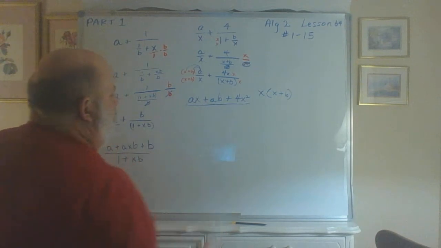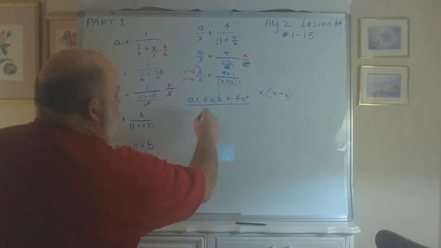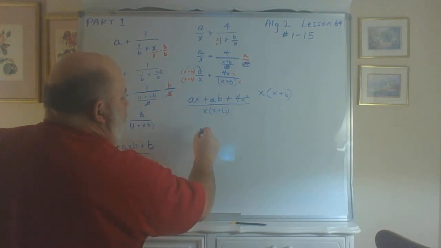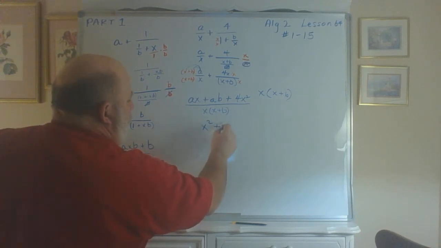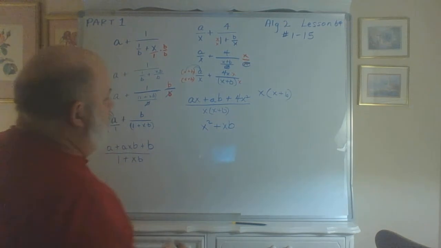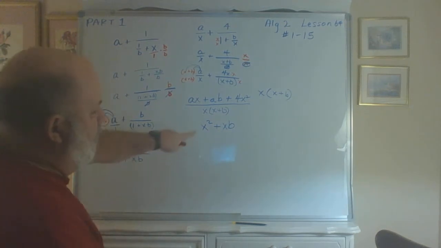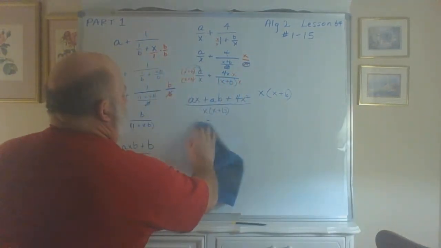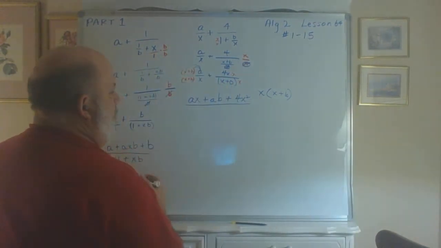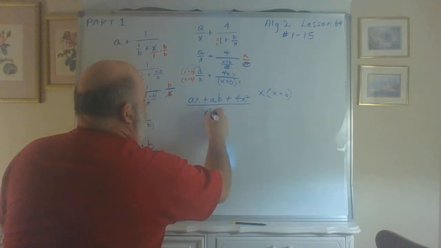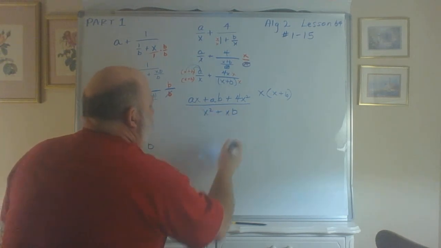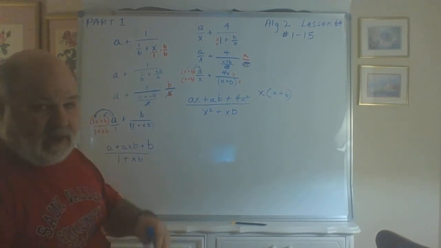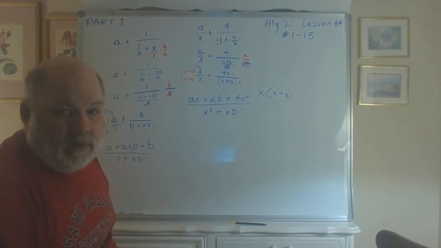Over my common denominator, you can do it as x times x plus b. They're probably going to do x squared plus xb. Either one of those is acceptable. Probably best that you multiply it out. Let's go ahead and change that. X squared plus xb. That's all for this video. We'll get the second half in the second video. Look for it soon.